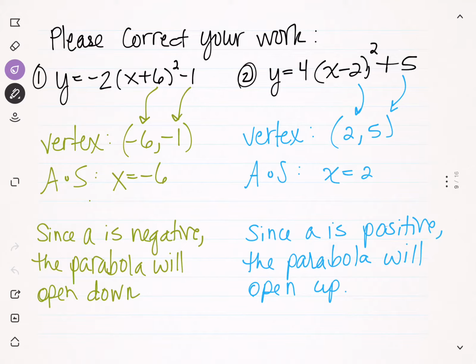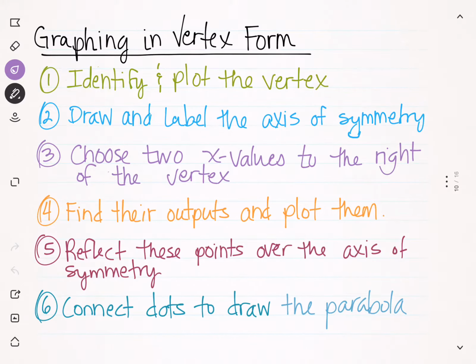On number 6, we have a vertex of 2, 5. The axis of symmetry is x equals 2. And since a is a positive 4 in this problem, we are going to open up. All right, so let's look at the rules for graphing in vertex form.